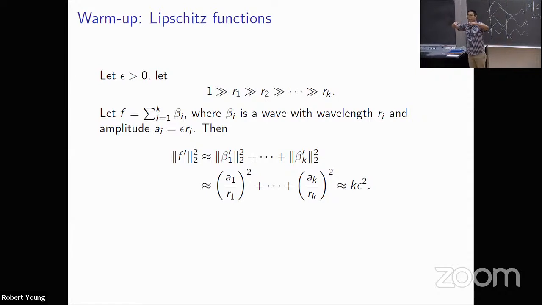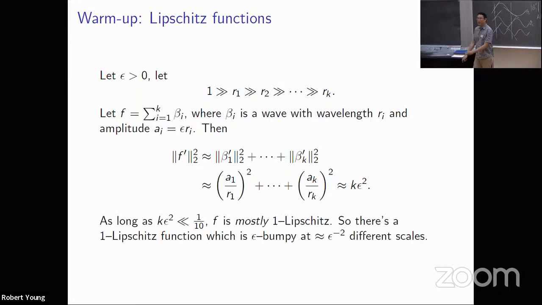Remember, the beta i's have derivatives between negative epsilon and epsilon. And so the norm of F prime squared is going to be on the order of k times epsilon squared. And as long as k epsilon squared is sufficiently small, then F is going to be mostly 1 Lipschitz. The derivative of F is going to be between -1 and 1 at the vast majority of points.